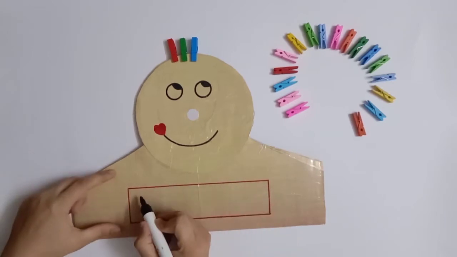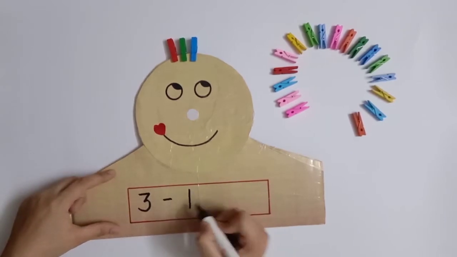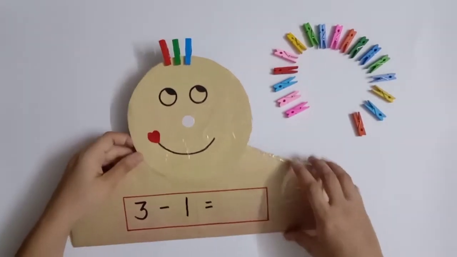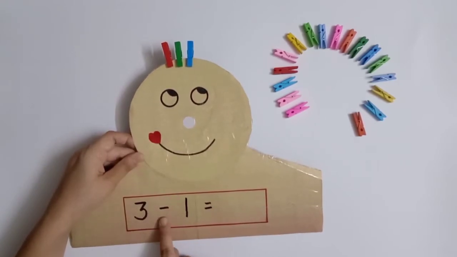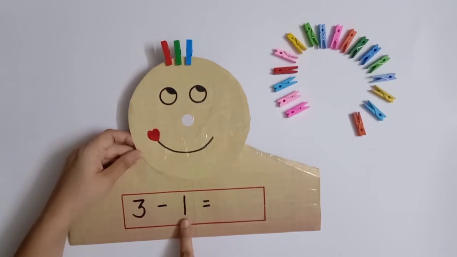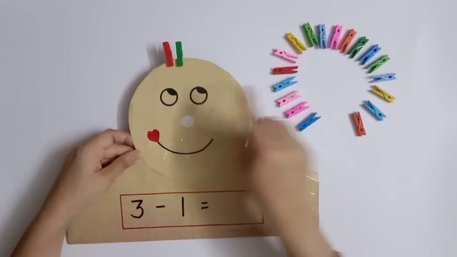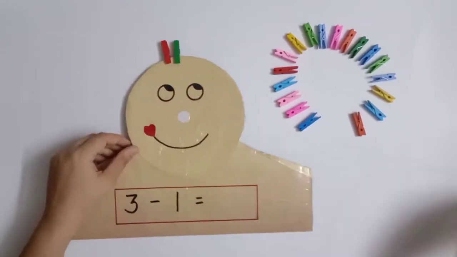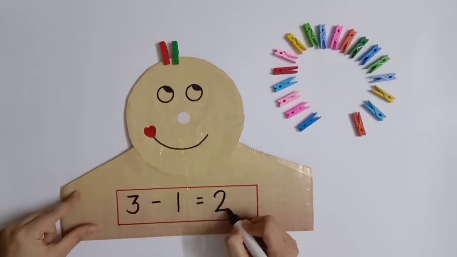So if I write 3 minus 1 equals, then the child would see that there are 3 pages. Now the sign is of subtraction, right? And we have to subtract 1. So the child will remove one page from here. Now how many pages are remaining? So the child will count 1, 2, right? So the child will write here 2 as 2 becomes our answer like this.